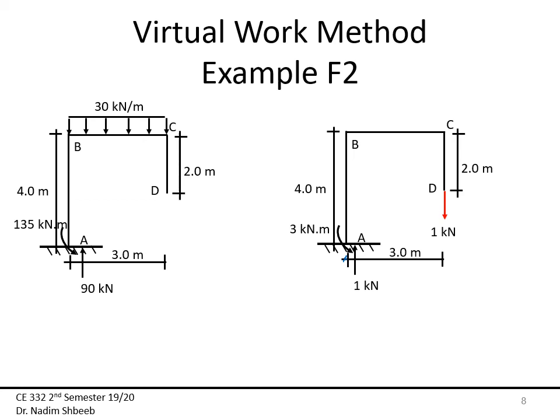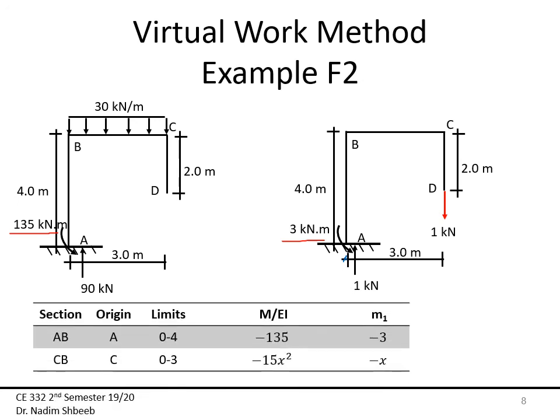Again, here I'm going to use 2 sections because section CD has 0 moment, so I'm not even going to put that in. So I'm going to have section CB and section AB. Here, take the origin A, and here I'm going to take the origin at C. As you notice, for AB, here's a constant moment, 135 kilonewton meter, and here I have a constant moment of 3 kilonewton meters.